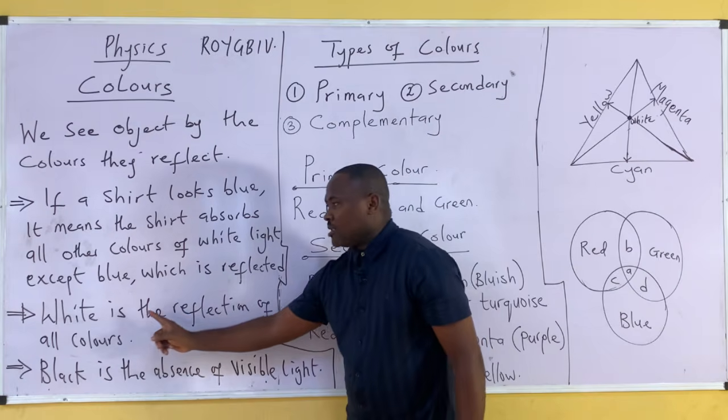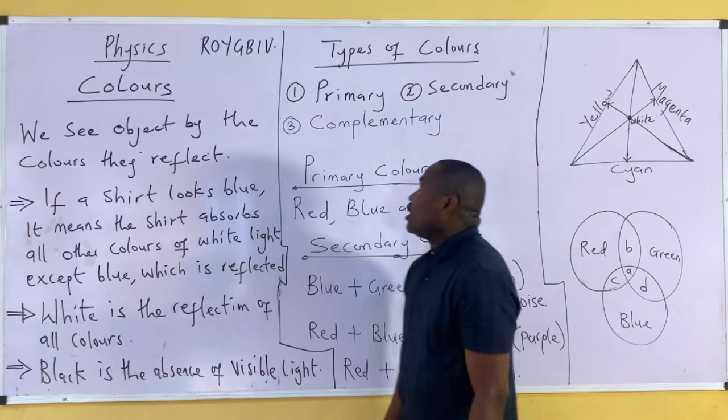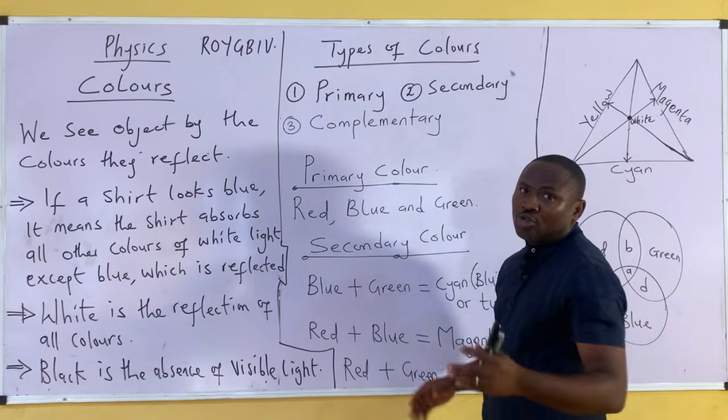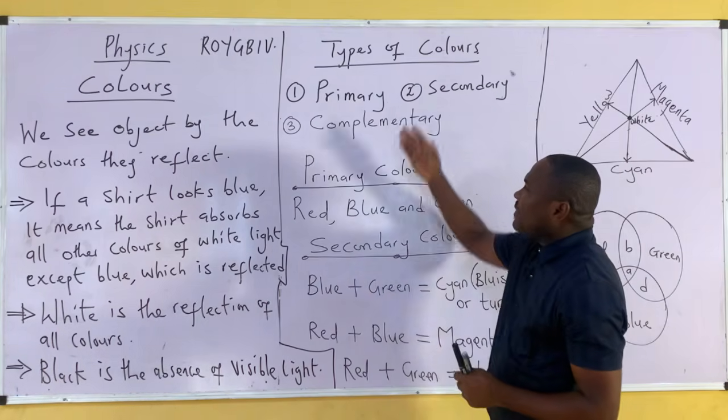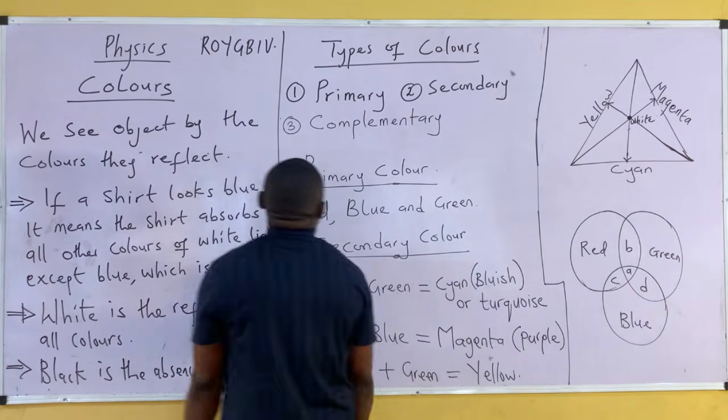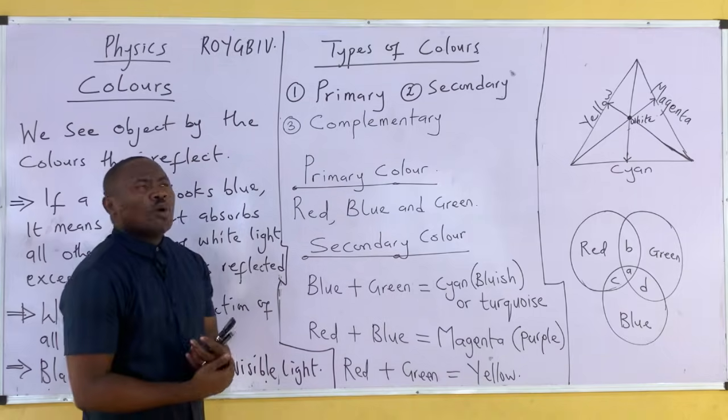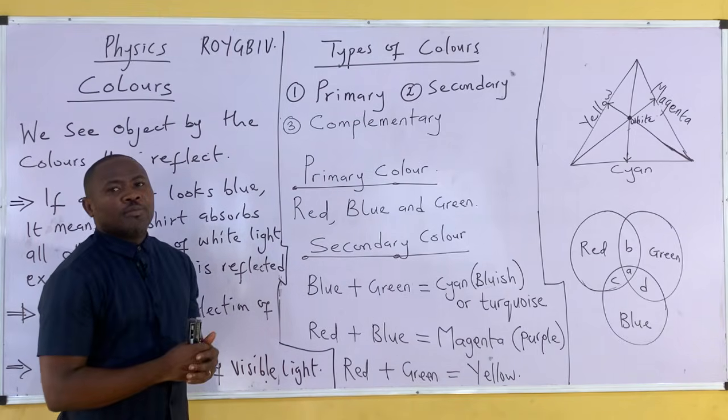That is what produces white, and that is how black comes about. So I will show you some examples soon. We have types of colors. What are the types of colors? We have primary colors, we have secondary colors, and we have complementary colors.